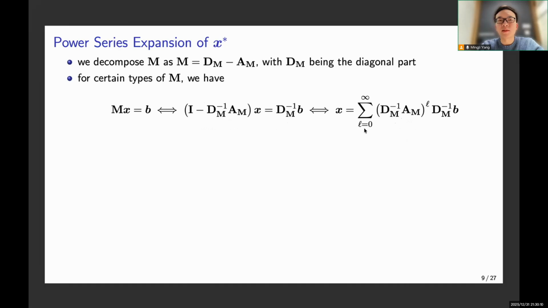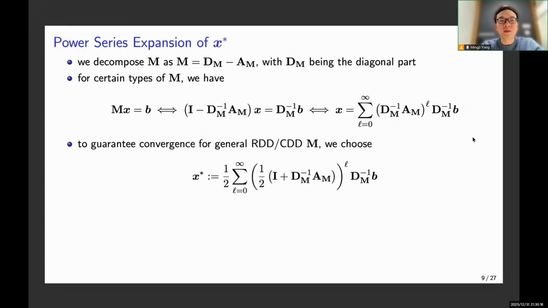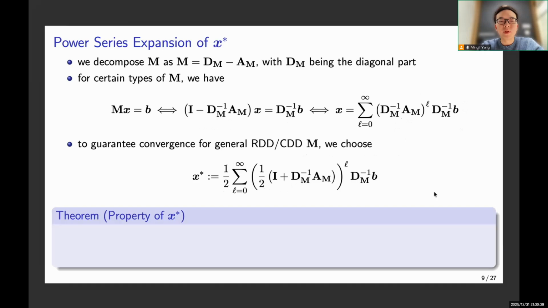So the problem is that for a general RDD or CDD M, this power series does not always converge. So to guarantee convergence for a general RDD or CDD M, we define the particular solution X star as follows with a slight modification. We just replace the matrix D inverse A by its average with the identity matrix and also multiply by 1/2 on the left. So with this formulation, we are able to prove that the X star is actually well defined and indeed is a solution to the equation Mx equals B.